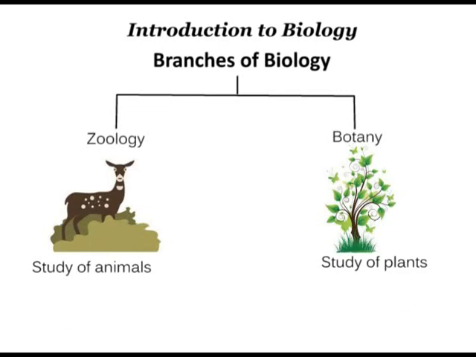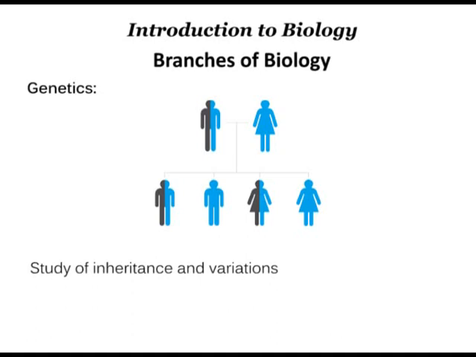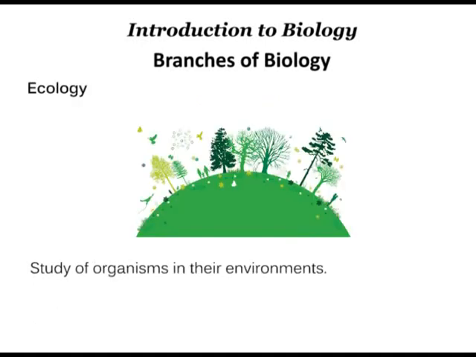Other disciplines include genetics, which is the study of inheritance and variation. Here, we shall understand why organisms only give rise to young ones of their own kind, why children look like their parents sometimes and not always, why certain diseases run in families, and so on and so on. Ecology is the study of organisms in their environment. We shall understand the interrelations amongst organisms and between them and the environment.